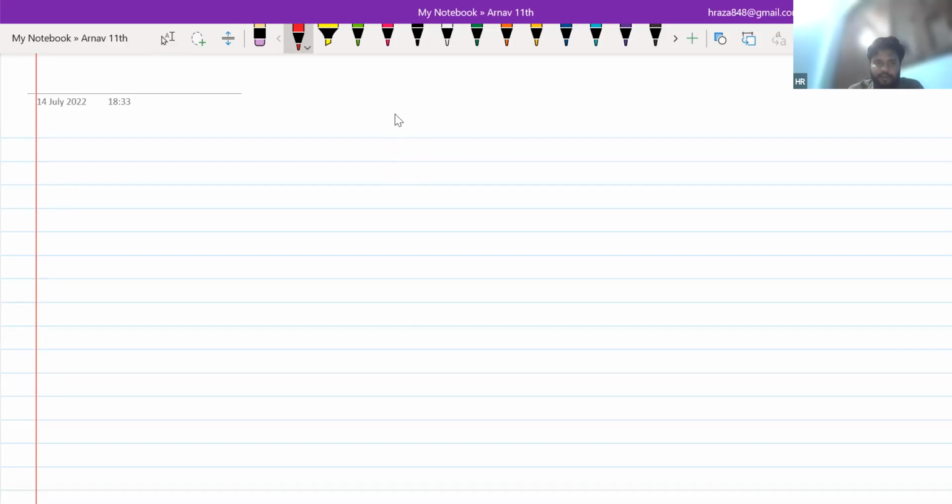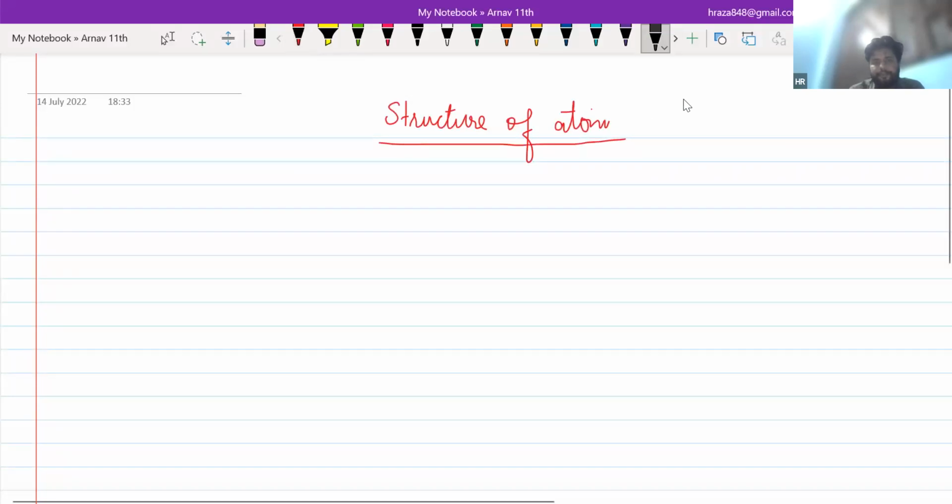That is the structure of atom. That is the structure of atom.